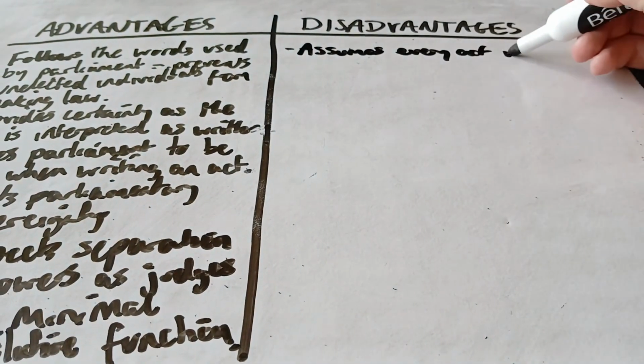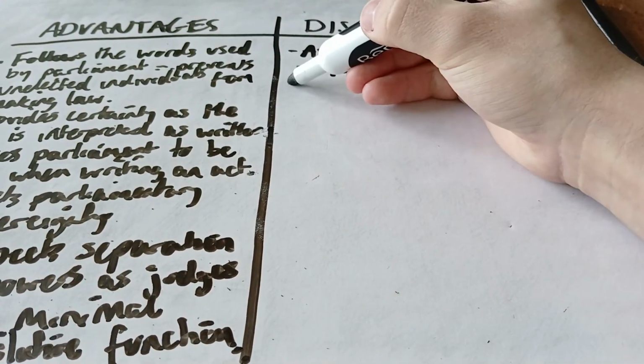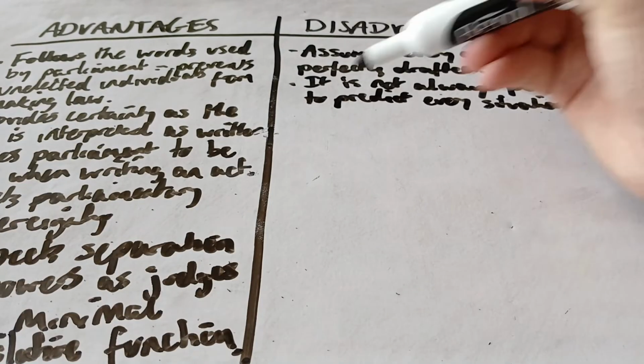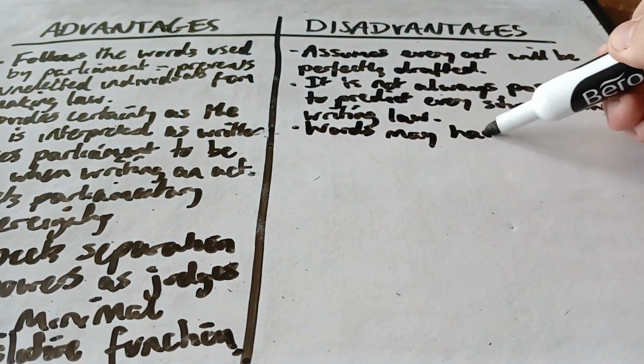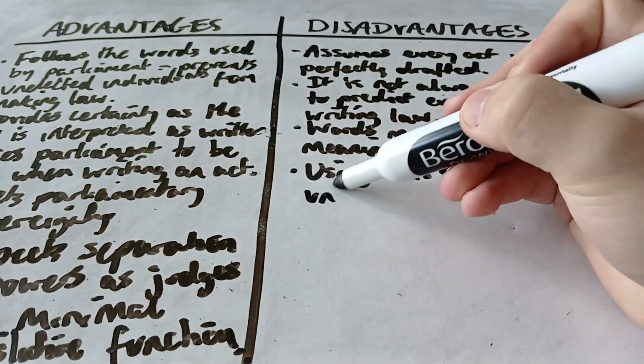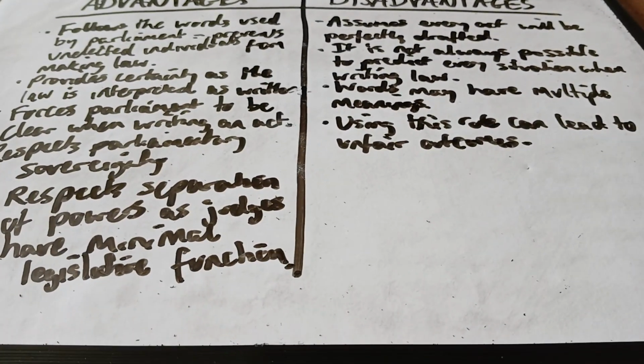And then some disadvantages. It assumes that every act will be perfectly drafted. It's not always possible to predict every situation when drafting law. Words may have multiple meanings, and following the words in an act can lead to unfair outcomes, like we saw with the second case we looked at.